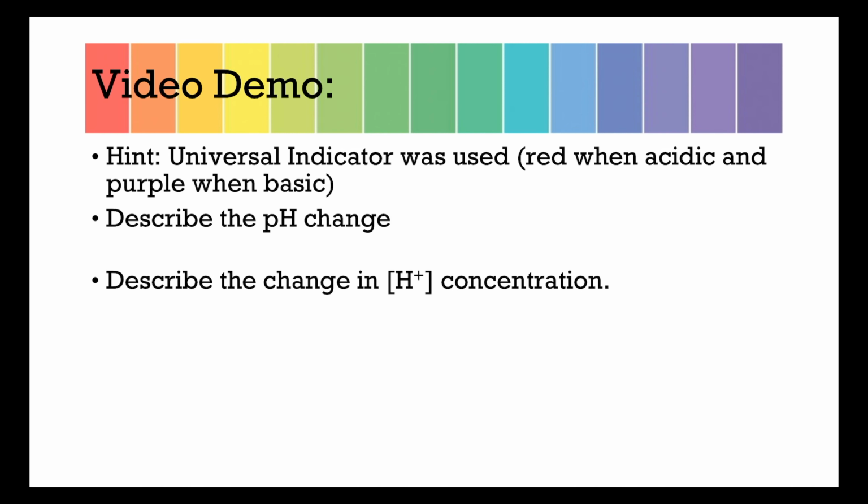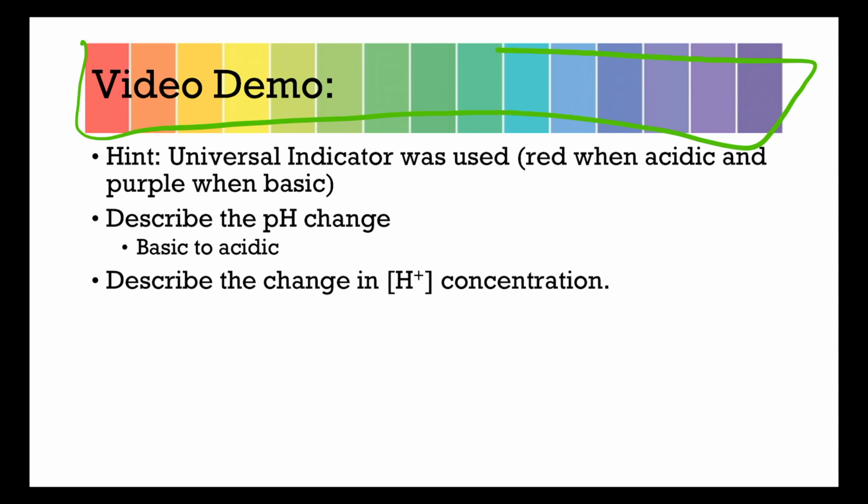So, just going over this again, universal indicator was used, so it follows the same pattern as up here. Red is when it's acidic, purple is when it is basic. So we can say that the pH went from a basic pH to an acidic pH. And when you're becoming more acidic, the H plus increases.